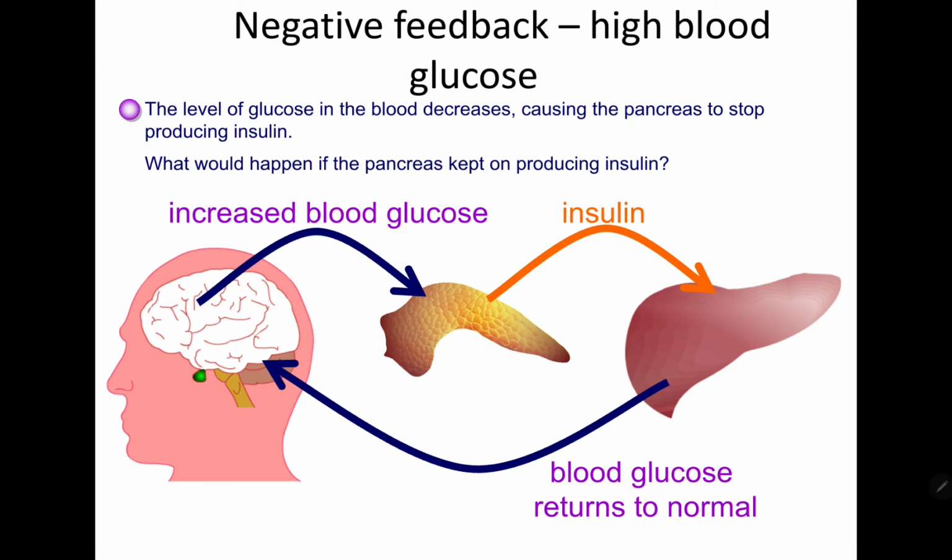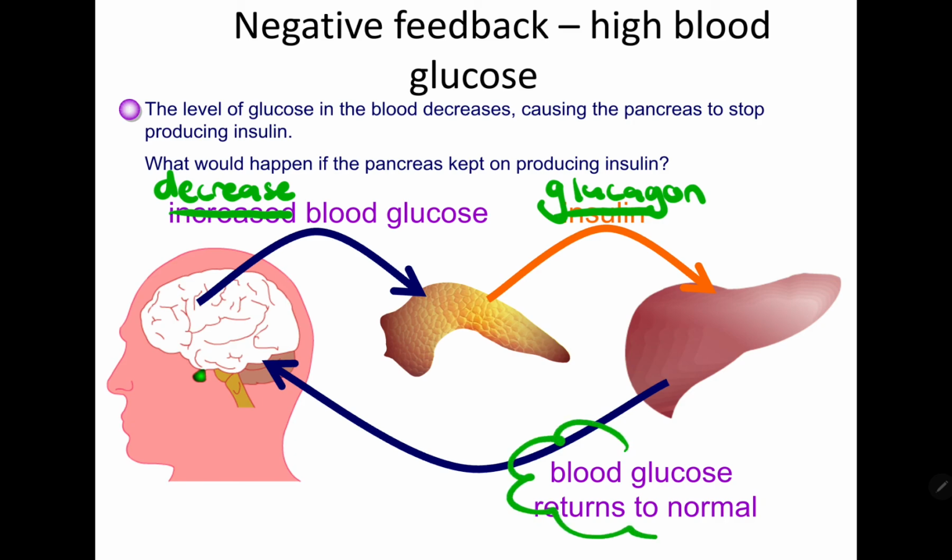Likewise, if glucose levels decrease, rather than increase, the pancreas is also informed of this, and rather than insulin being produced, glucagon will be. This will convert glycogen in the liver back into glucose, which will move into the blood. Again, blood glucose levels return to normal, and the brain is notified of this, reducing the production of glucagon.